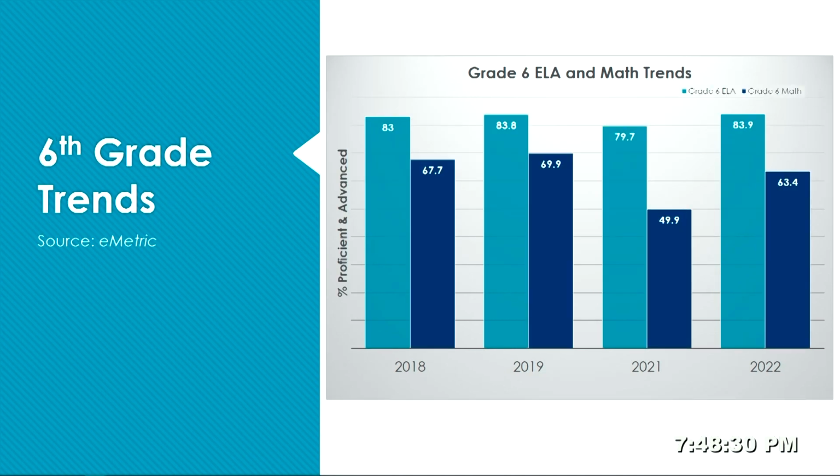This same slide here is for grade 6 ELA and math trends. Taking a look, it's very similar to the fifth grade data overall as far as the bounce back a little bit for the math. And you can see it appears that the 2022 data for the ELA also kind of jumped back up to where it was in 2018 and 2019.